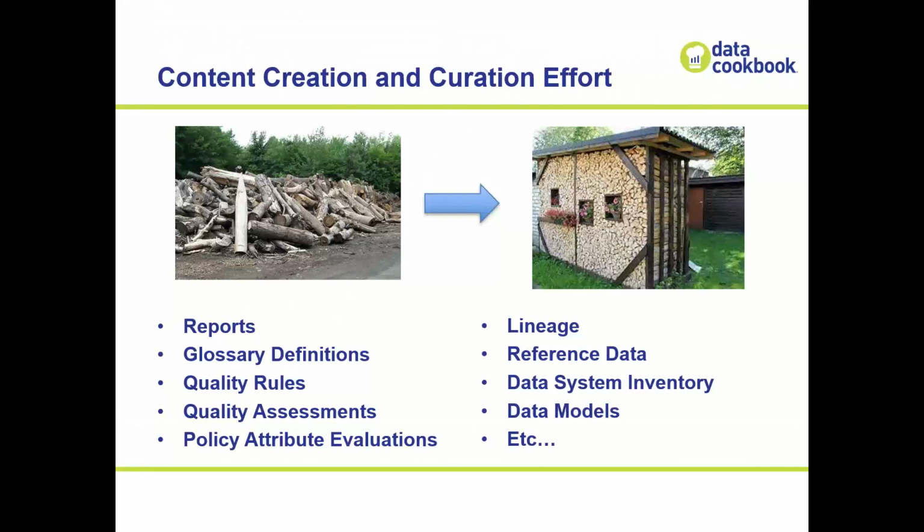Assessing that quality is another step. Then there's doing a policy attribute evaluation. So what if I've got all this unstructured data over here, and I want to figure out what's PII, or personally identifiable information, or what should have certain security classifications or data retention policies? That's an effort to go through all of that. Lineage, reference data, and so on and so forth. All of these things are different levels of human creation or curation effort.